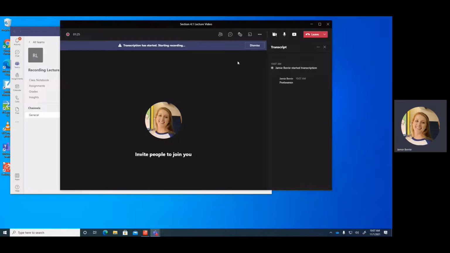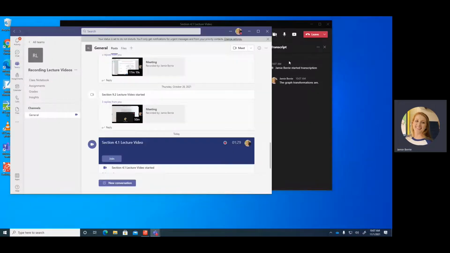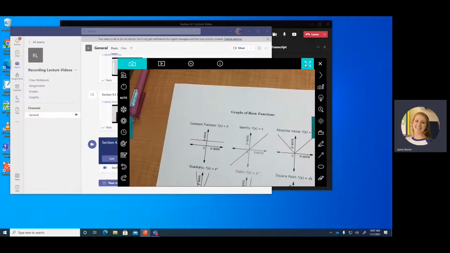help you figure out what the graph transformations are. Okay. All right, so let's get started.